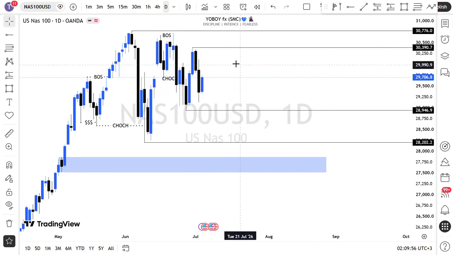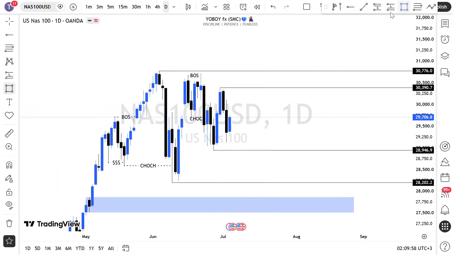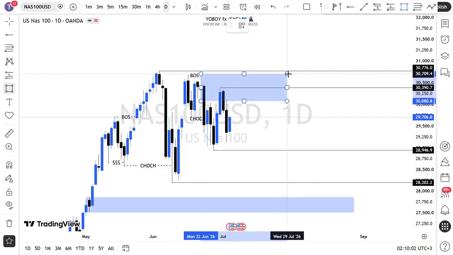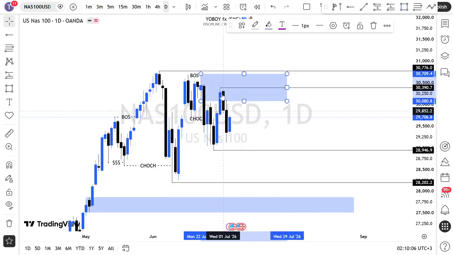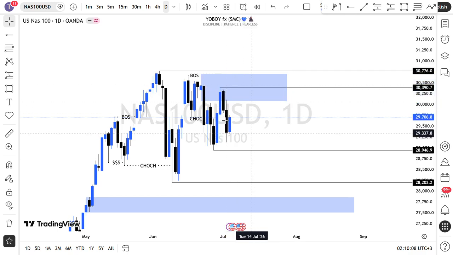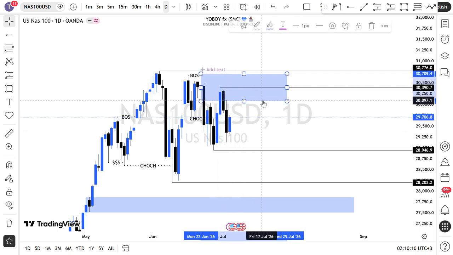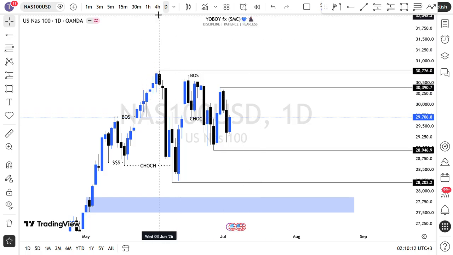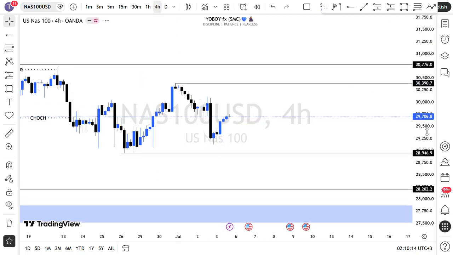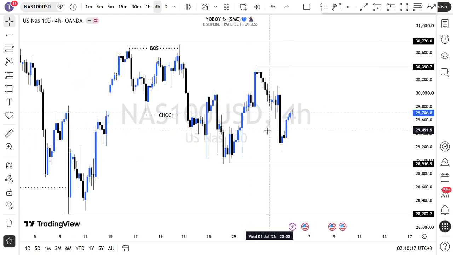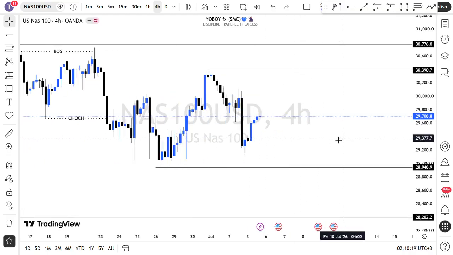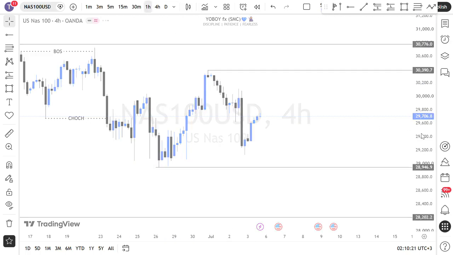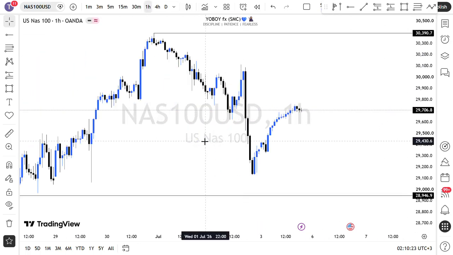Later on, we have price coming back into this daily order block here. Then now we have some good reactions telling us that the market is ready to move to the downside. So currently, right now on NAS 100, I'll be looking for some short-term sales to the downside, and because of that, I'll be looking to take trade from around this area.